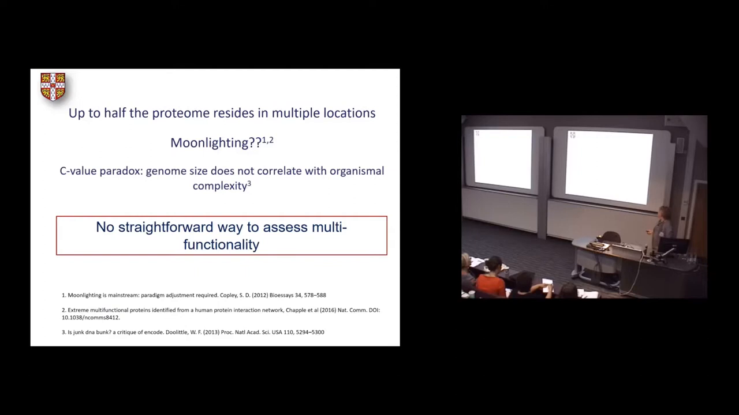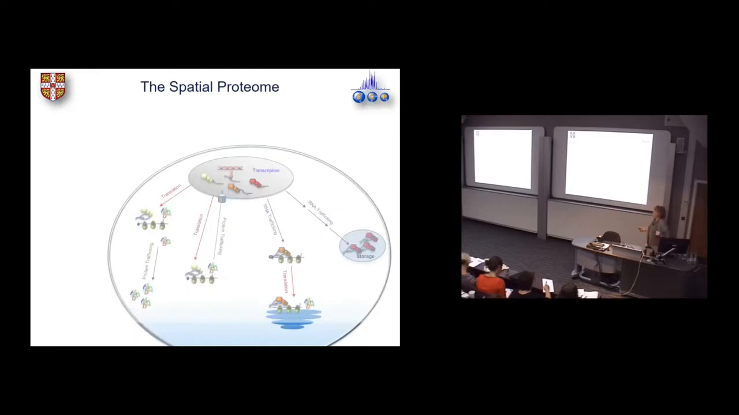Sadly, there's no straightforward way to assess this multifunctionality. So if you've got a series of proteins and you think that they may be metabolic enzymes if they're in one place and structural proteins if they're in another part of the cell, it's very difficult to sample that. So my lab is basically a technology development lab, and what we're trying to do is to answer a few important questions and fine-tune and develop technology to allow us to do this.